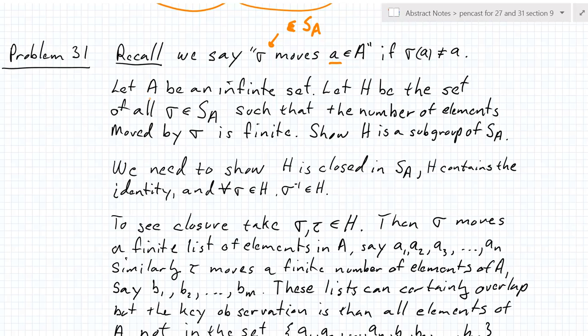So let's let A be an infinite set. And let's let H be the set of all permutations in the group of permutations on our set, such that the number of elements moved by sigma is finite. Let's show that H is a subgroup of the group of permutations on A.